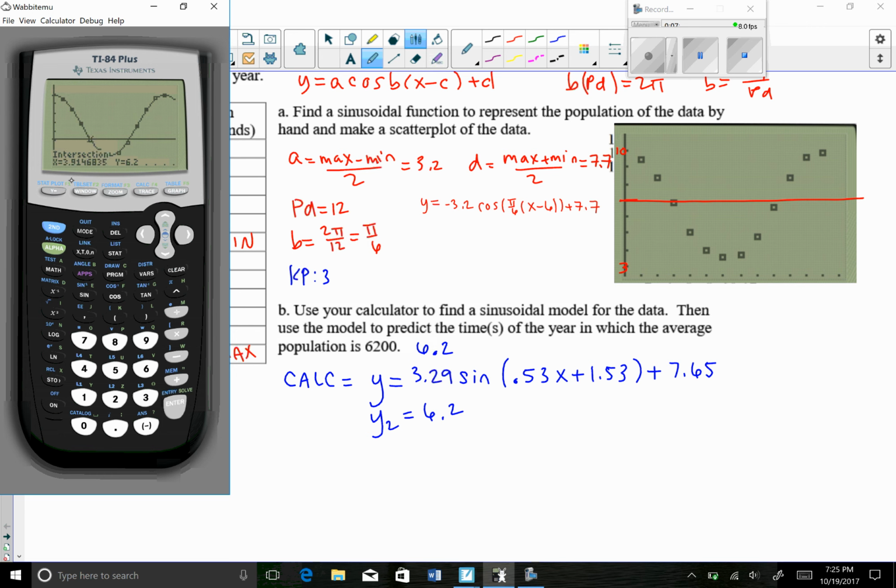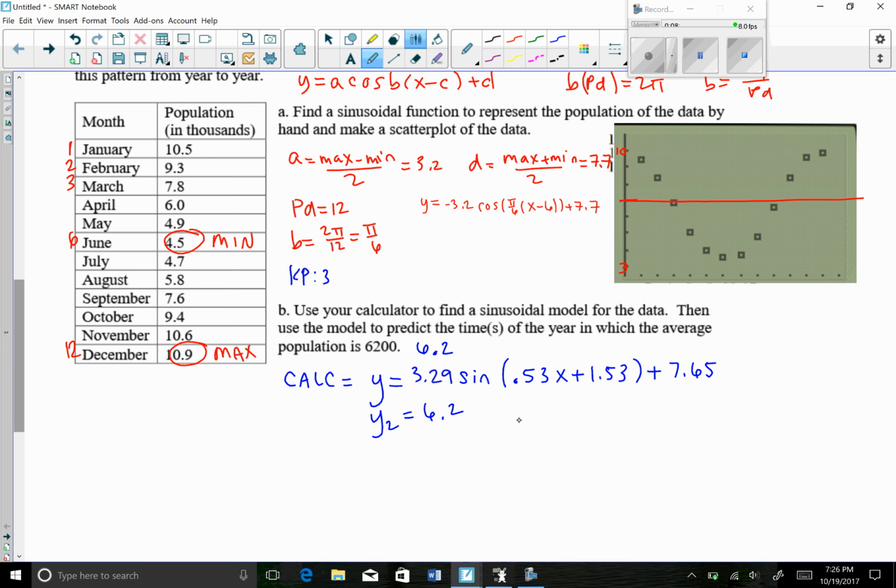So it looks like 3.91. So 3.9 is late March. And then second trace. And I'm going to do the same thing. I want the intersection, except for now I'm going to have to use my right arrow to go to the other side. And hit enter 3 times. And we get 8.1, so early August. So those would be my 2 answers.